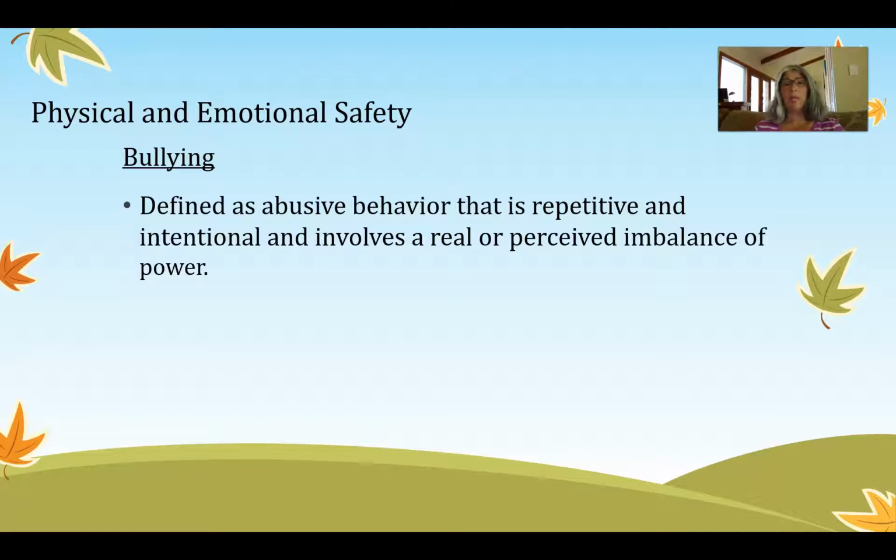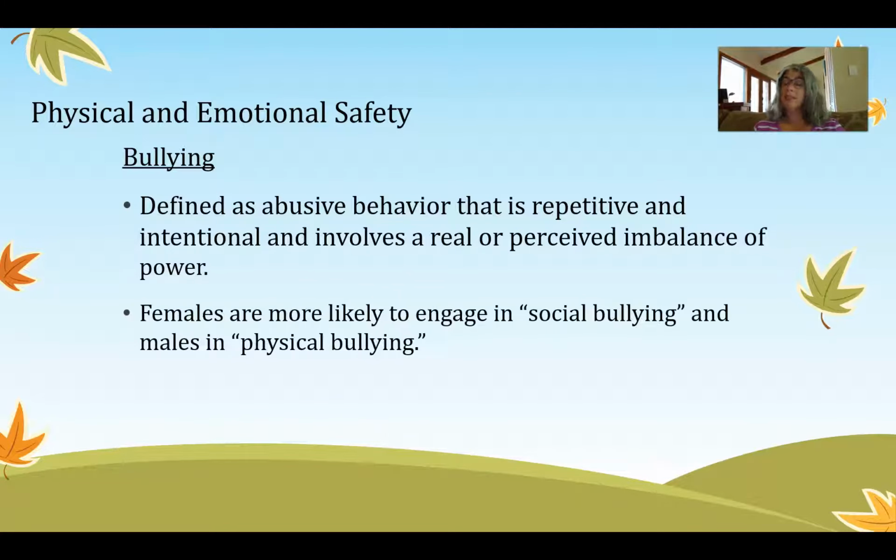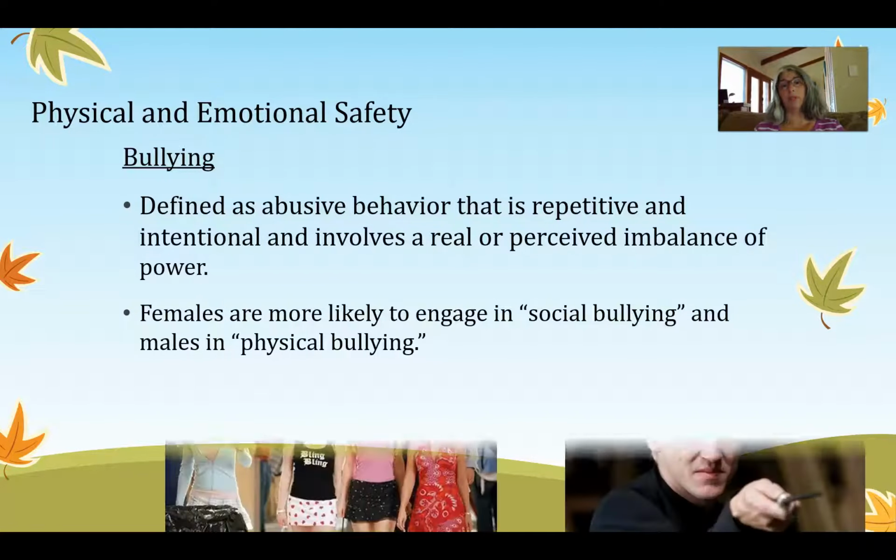Now, that power could be male to female, an older to a younger child, a more popular to a less popular child, that there's some sort of perceived imbalance of power or actual physical strength. There is a difference in how males and females tend to bully. Females do more social bullying: rumors, calling names, leaving people out. Males are more likely to engage in actual physical bullying: pushing, hitting, shoving, and so on. So you will commonly see a gender difference there.